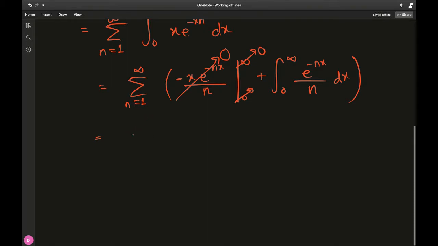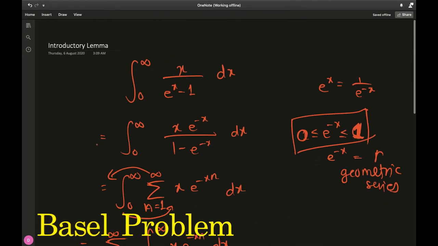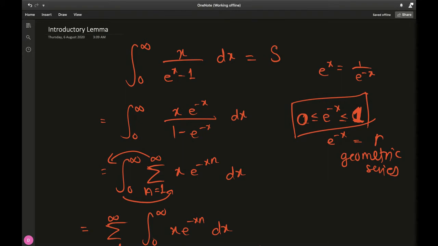So now when we evaluate this integral, we have negative sum from n equals 1 to infinity, e to the negative nx over n times n, which is n squared, evaluated from 0 to infinity. So at infinity we'll have a 0, and at 0 we'll have a 1. So that negative and this negative will cancel out, with the sum from n equals 1 to infinity of 1 over n squared. And that's precisely our Basel problem, S. So this integral actually is equal to S, which we are interested in. So now going forward, I'm going to be exploring different avenues of calculating this integral.